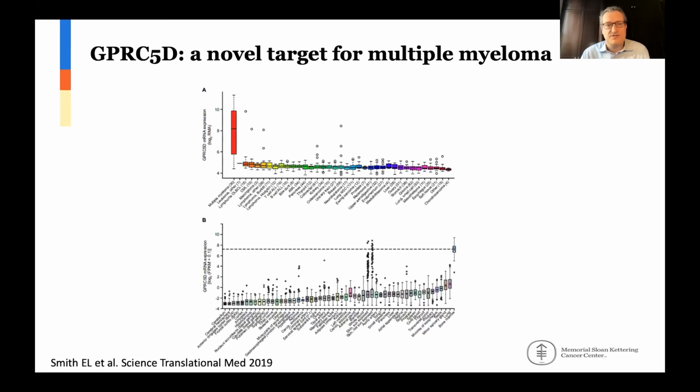So I'm going to just briefly mention GPRC5D. This is expressed very highly in myeloma and not really expressed anywhere else, just in the bone marrow. This is a screen of all normal tissues. It's a little bit in the skin.